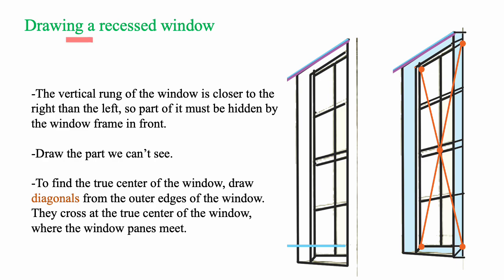So let's draw a recessed window. You know it's recessed because this vertical pane isn't in the middle. So there must be part of the window that's on this side. So draw the part that's missing so you can find this point and this point where the window really starts. And then you can draw this X over the whole window, and that will give you the middle of the window here where we have the horizontal and vertical panes.